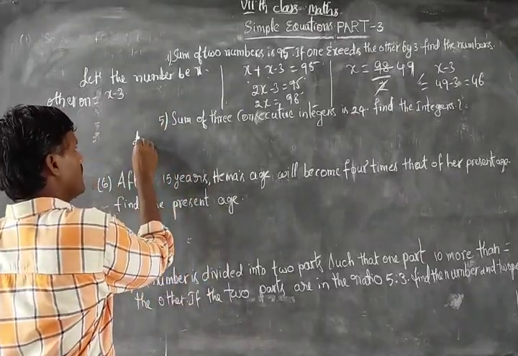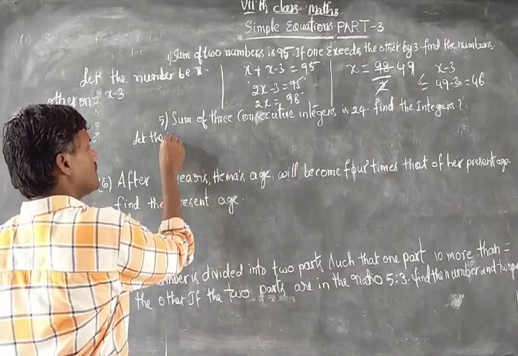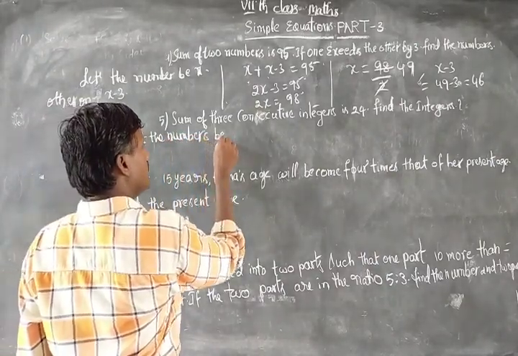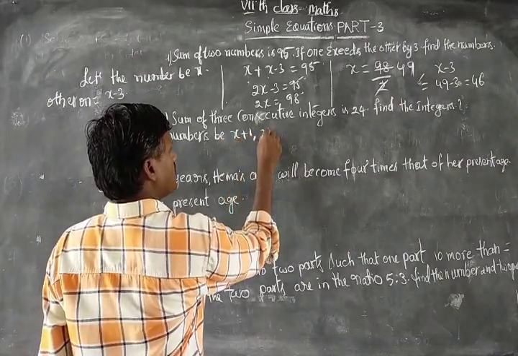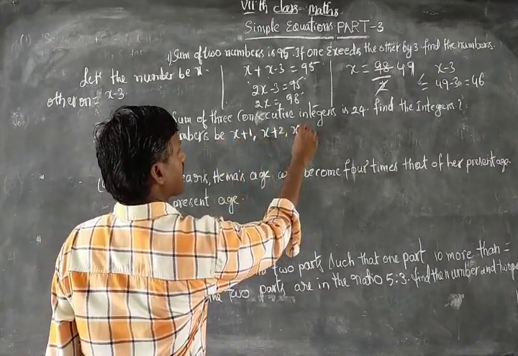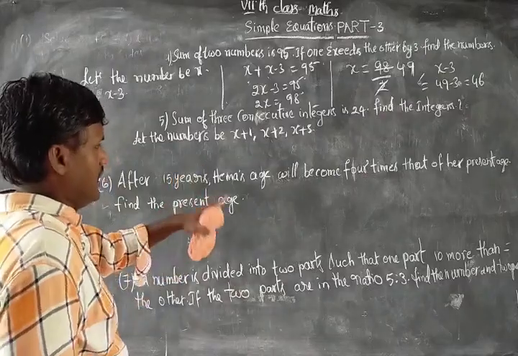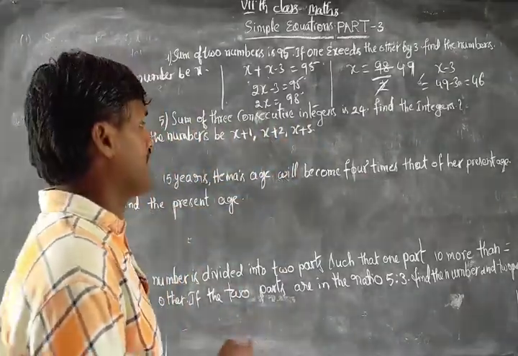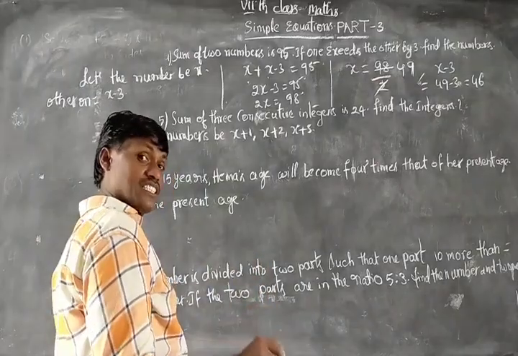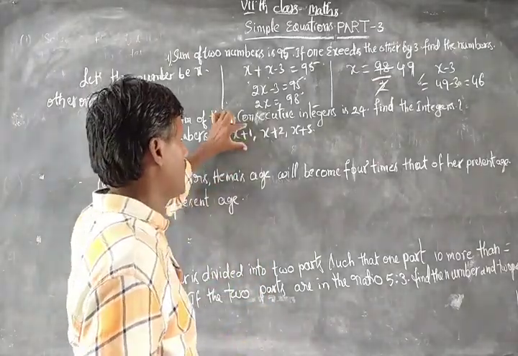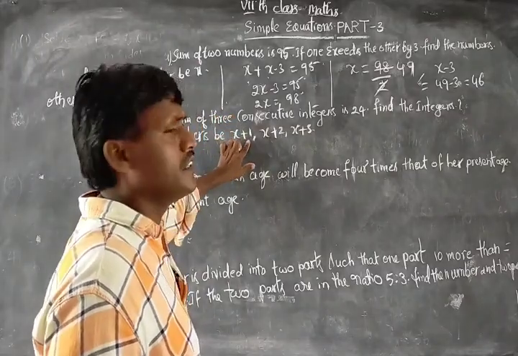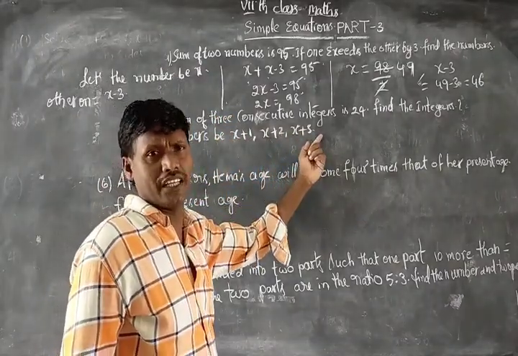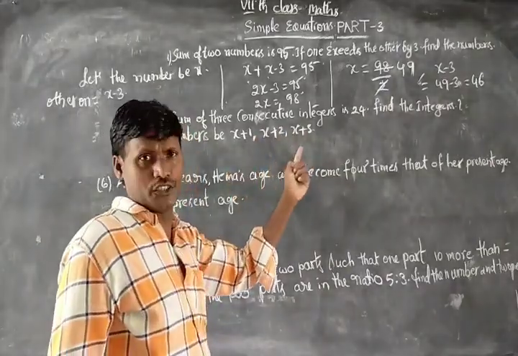Let the numbers be x plus 1, x plus 2, x plus 3. He gave the sum of 3 consecutive integers. Why did I take x plus 1, x plus 2, x plus 3? Actually, the first number I assumed is x plus 1. What may be the next one? x plus 2. And the next one may be x plus 3. So, these are consecutive numbers.